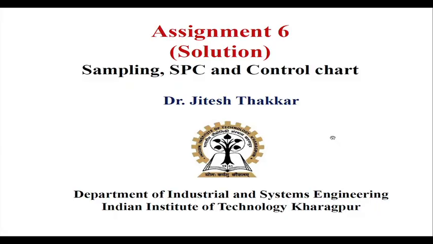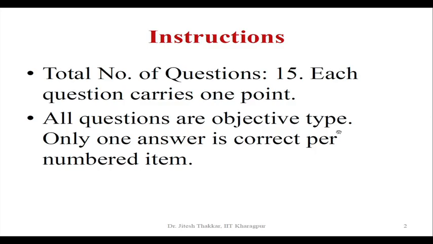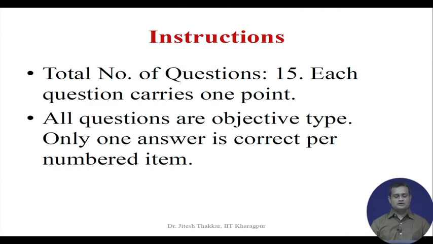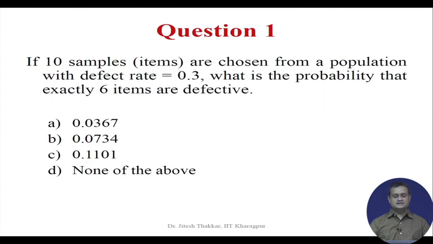Dear students, let us see the solution of assignment 6. Basically, this assignment deals with sampling, SPC, statistical process control and various control charts. So, you were given 15 questions, all were of objective type, and here I would present the necessary calculations and the solution for the questions.